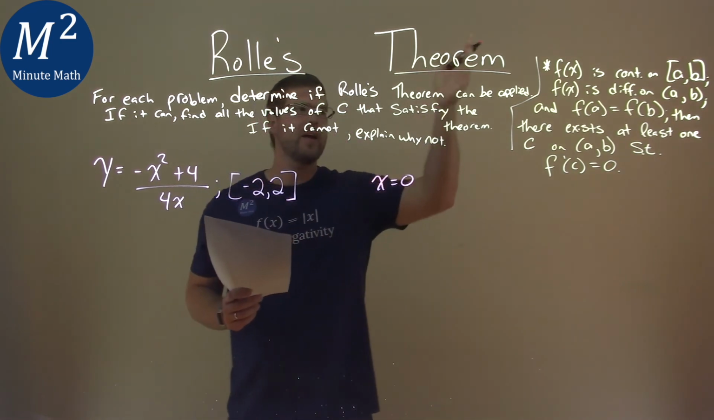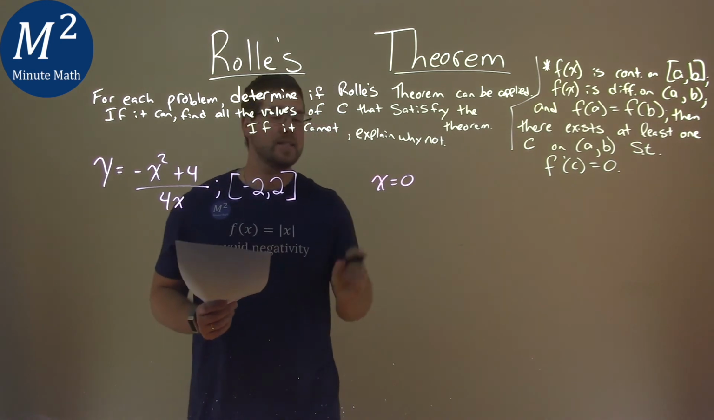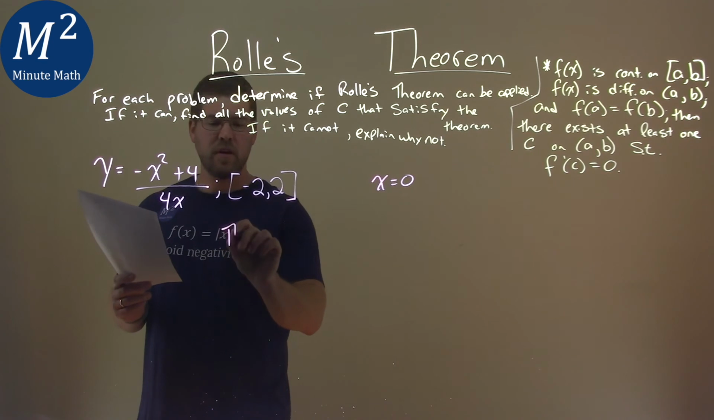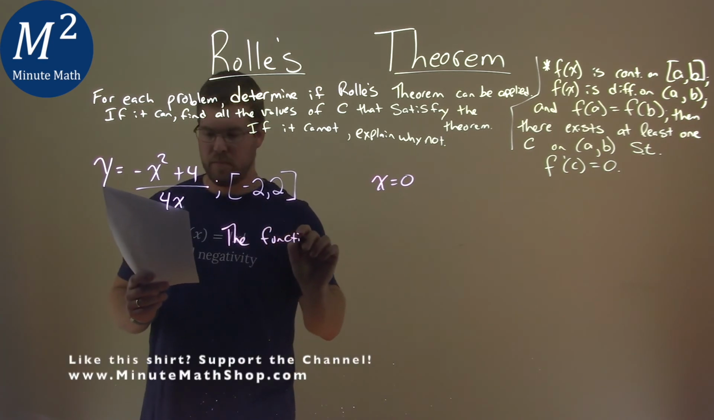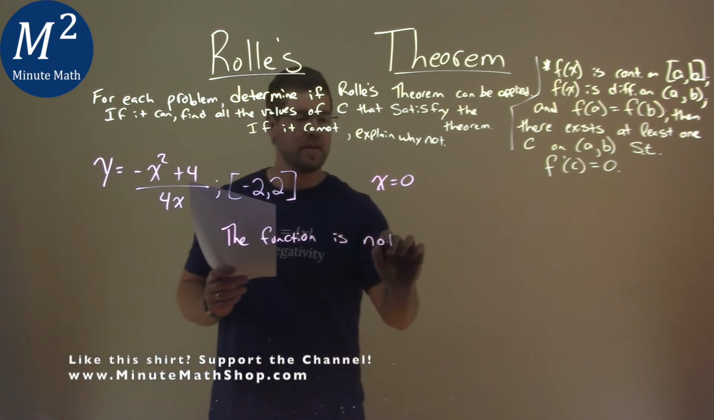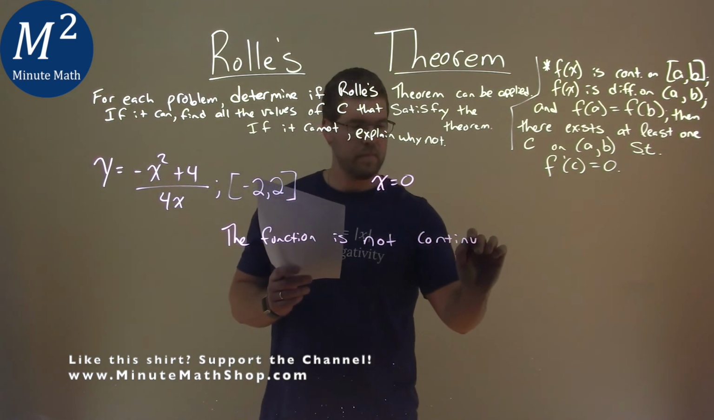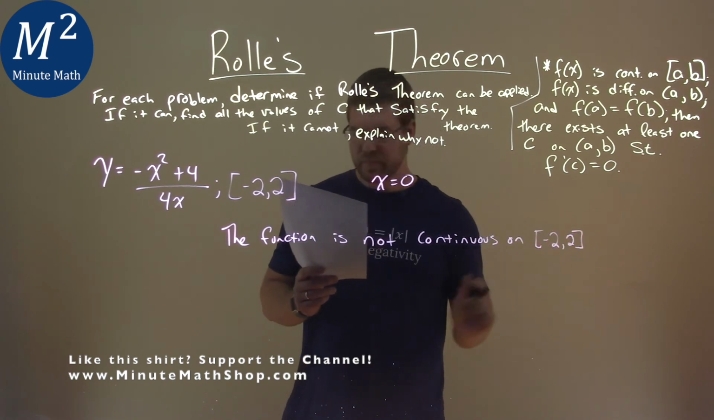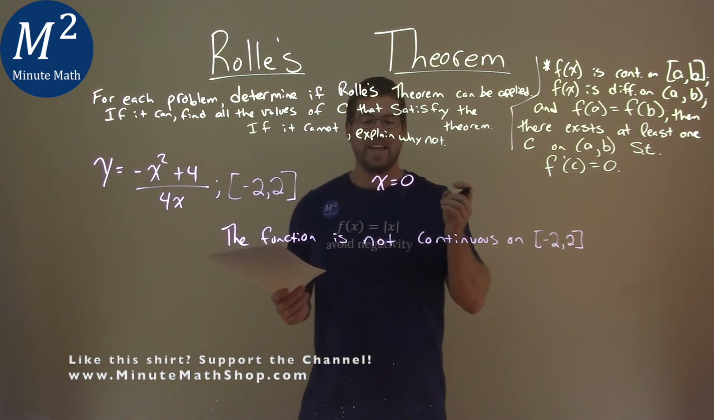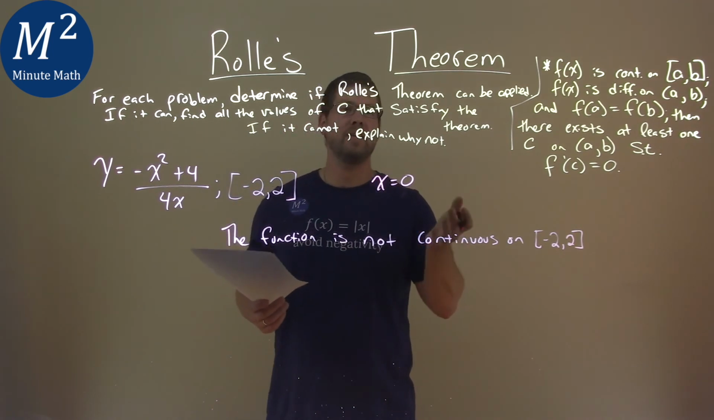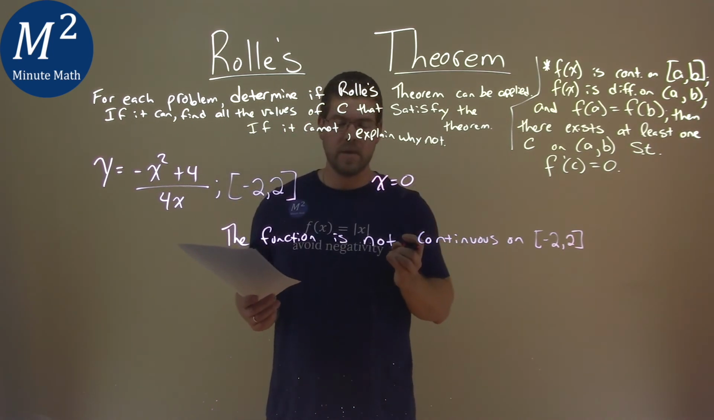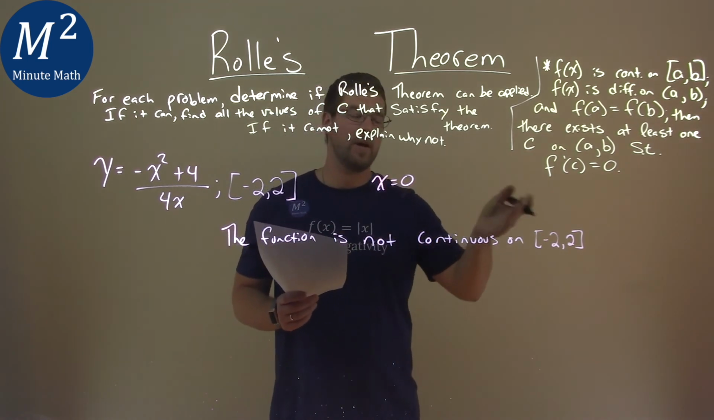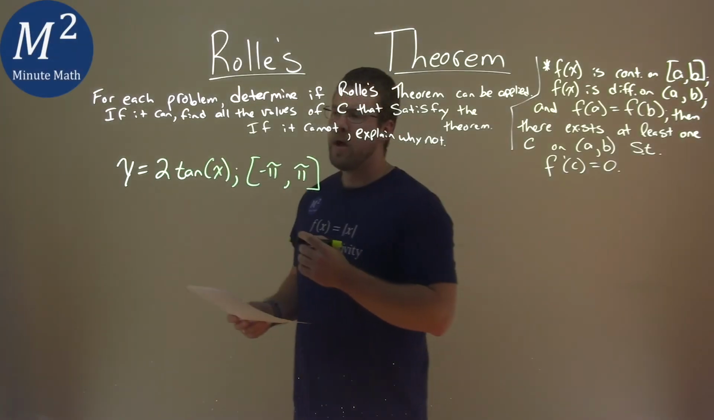And so right from the get-go, our function is not continuous on our interval, and so Rolle's theorem cannot be applied. So the function is not continuous on -2 to +2, and having x equals 0, and that's our final answer. That's the reason why we cannot use Rolle's theorem to find the value of c. So again, our final answer here is the function is not continuous on -2 to +2.